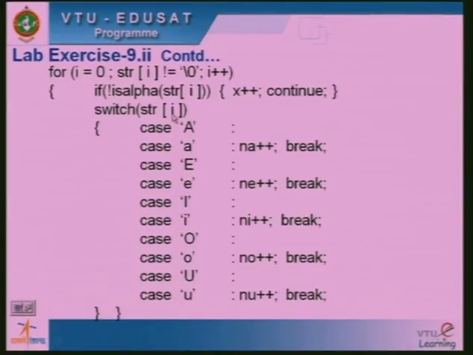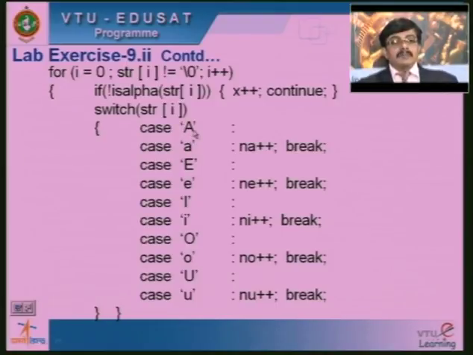So, when I see the h over there, now I will see whether it is a vowel or not. If it is uppercase A or lowercase a, a vowel, then I may increment the number of A's and then I break from here. When I use the break statement, it will not go for the rest of the cases and it will go out of the switch.